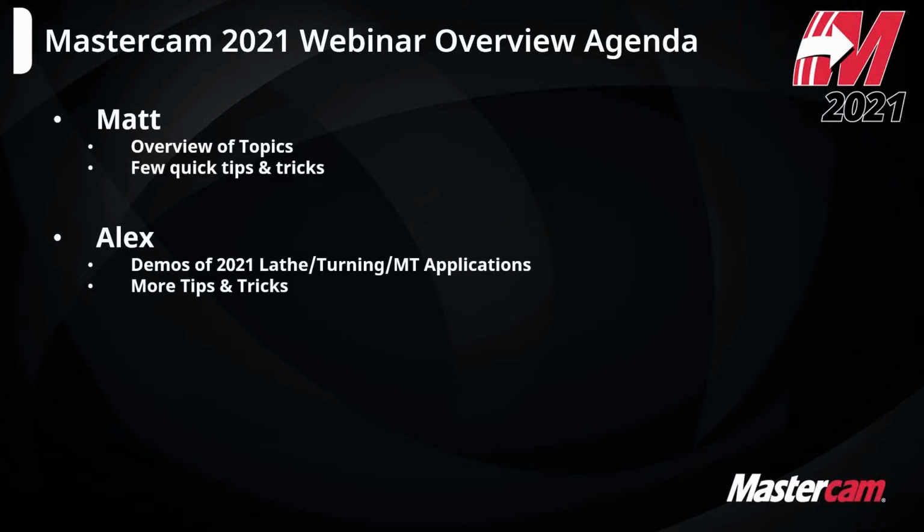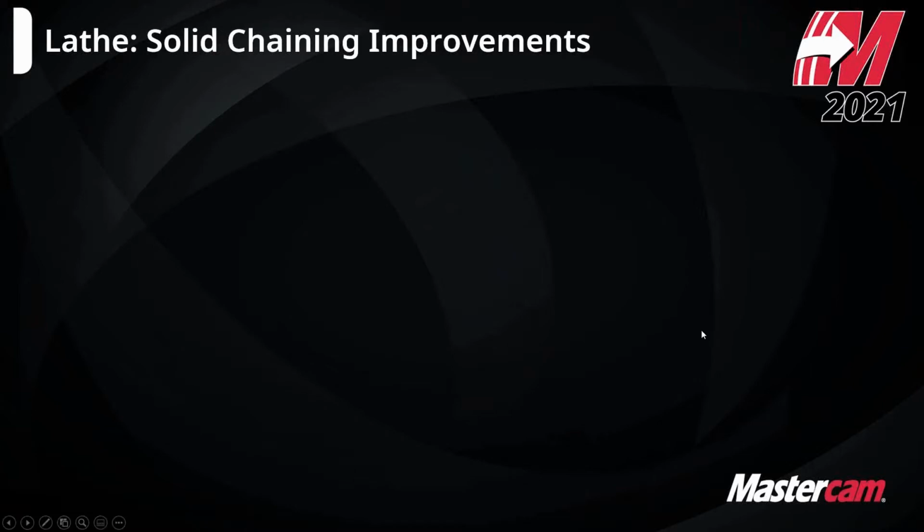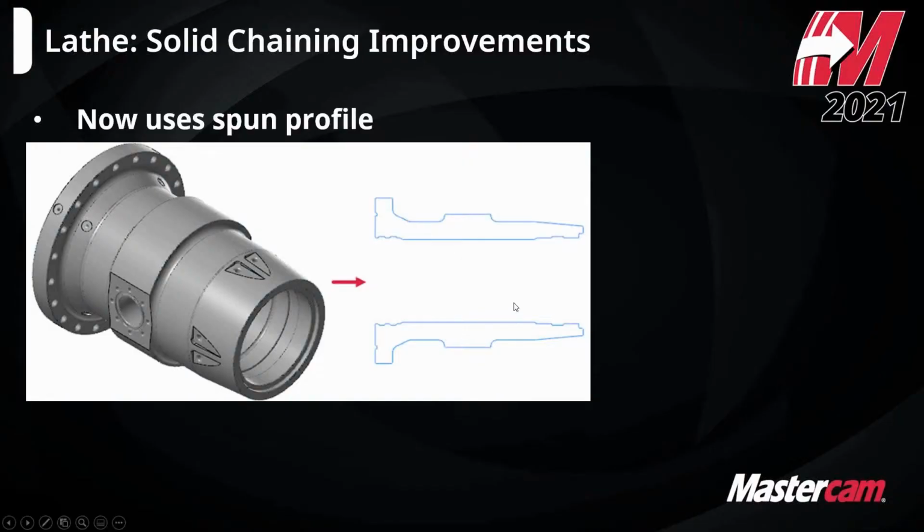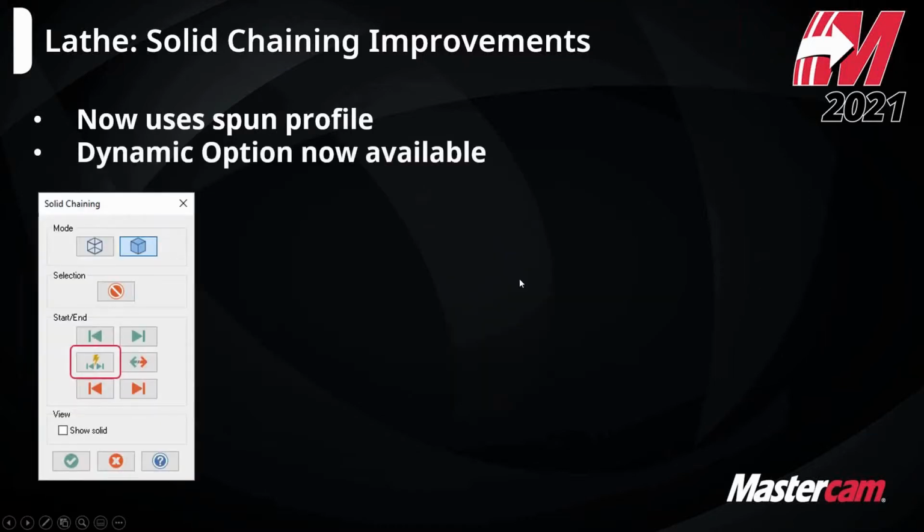I have a few slides on some new items. So the first slide I have here is we've improved solid chaining for 2021. Before, solid chaining would just pick up on the edges of the solid, but now it uses a spun profile version of the solid. So similar to the turn profile function in the wireframe commands that a lot of people do when they first open up a part in Lathe, it reads that right off the solid now. So you don't have to create that turn profile if you don't want to. You get the same sort of selection capability. And I know a lot of people do like to create the wireframe just to have it, but you know that you don't have to now in 2021.